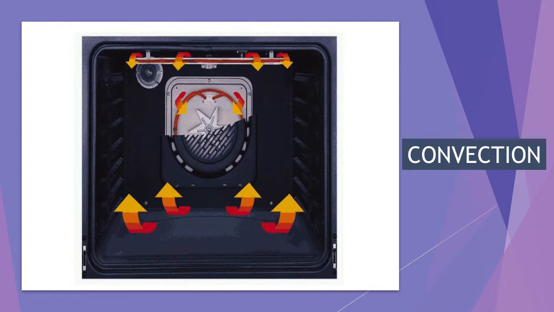Imagine a huge convection oven. The air is heated and will rise to the top of the oven. After this has been completed, the air will then be blown back down to the bottom of the stove by a fan, and the process continues.